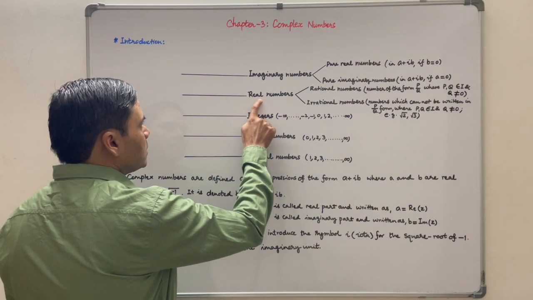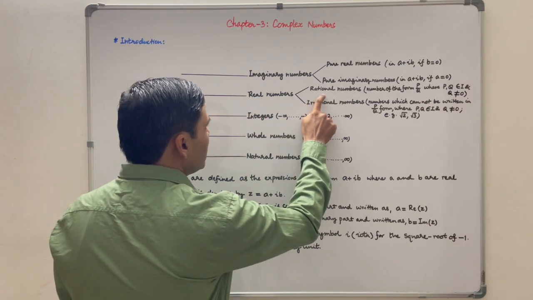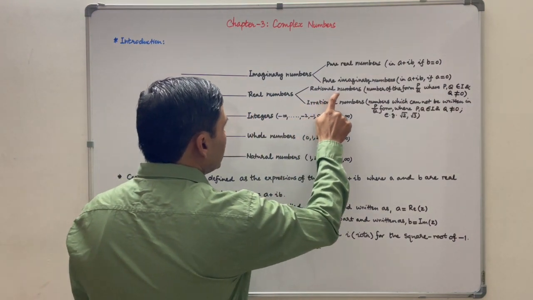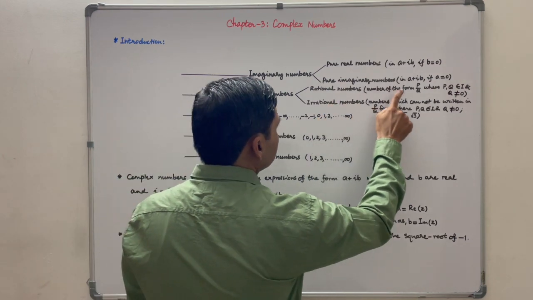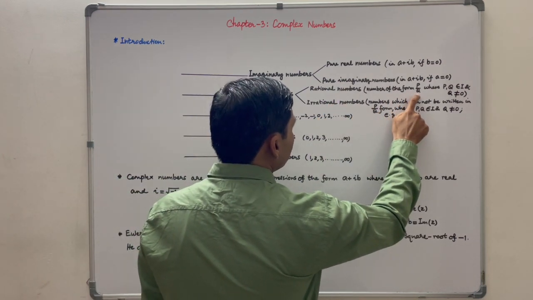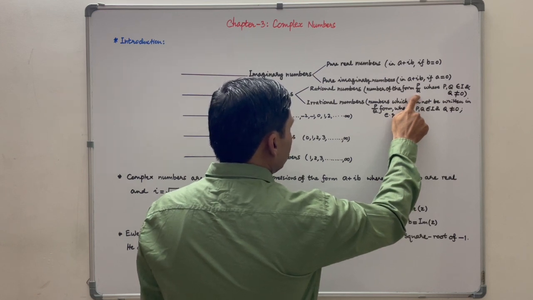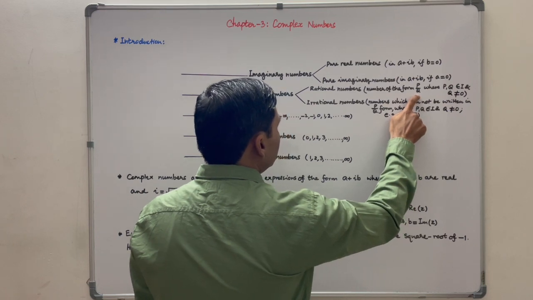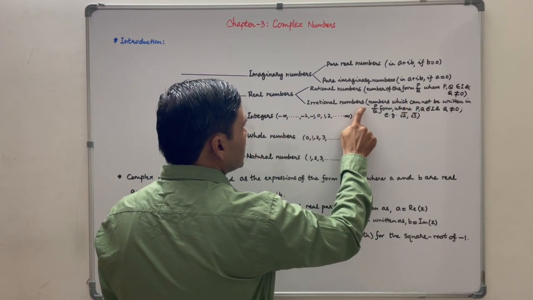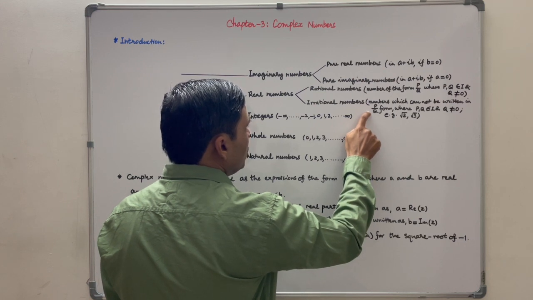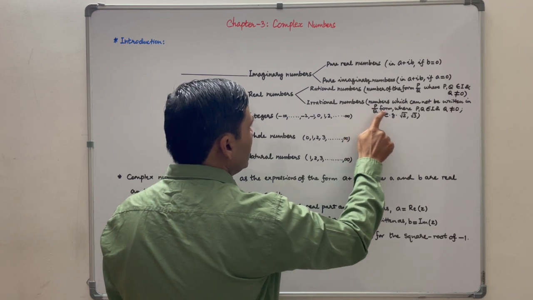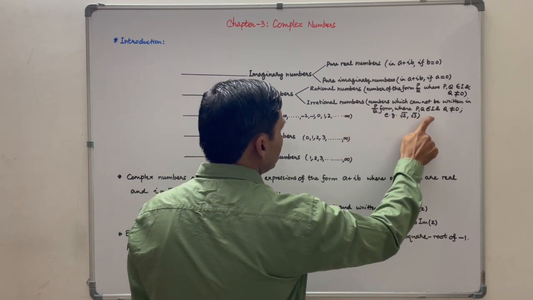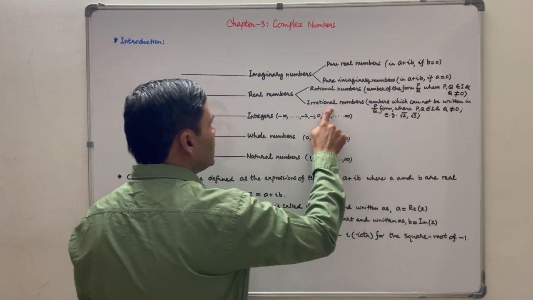The real number set consists of two types of numbers, rational numbers and irrational numbers. Rational numbers are those numbers which can be written in the form p by q, where p and q are integers and q is not equal to 0. For example, 1 by 2, 1 by minus 2, minus 1 by 2 are rational numbers. Irrational numbers are those numbers which cannot be written in the form p by q, where p and q are integers and q is not equal to 0. For example, root 2, root 3, root 5, root 7 are irrational numbers.